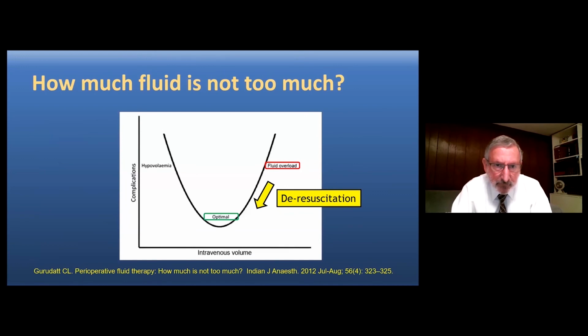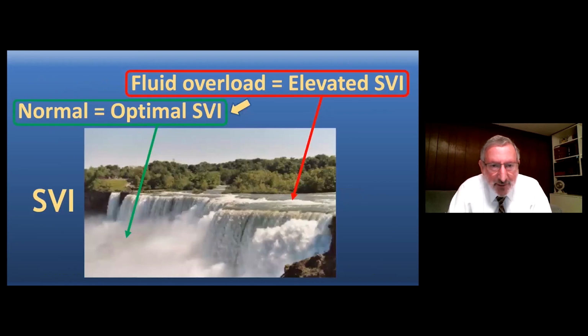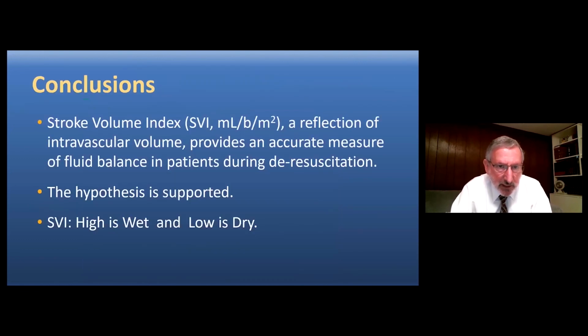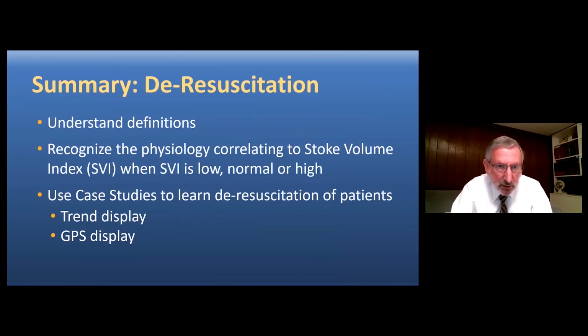My final slide is a waterfall. Remember that if you're fluid overloaded, your SVI should be elevated. If it's not capillary leak and if it's not hypoproteinemia, if it is decreased over the waterfall, then you're normal. So stroke volume index proves to be an excellent measure of fluid balance. And if we look at the 3 objectives, we've accomplished all 3.